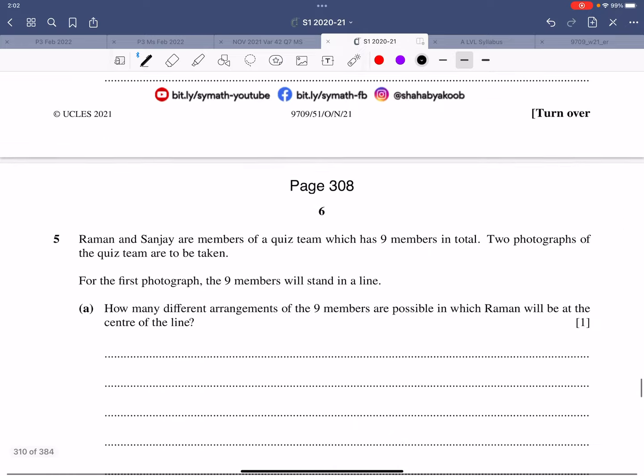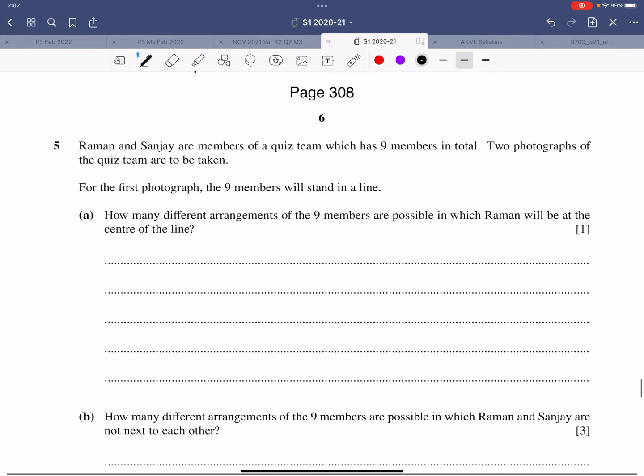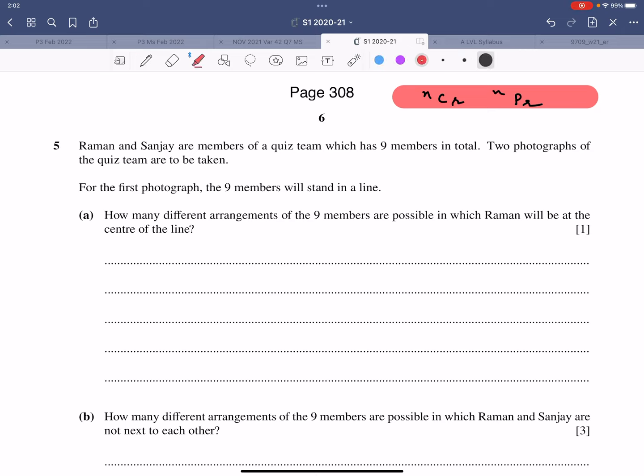Question number 5. Now it's about 2 friends, R and S, who are members of a quiz team which has 9 members in total. 2 photographs for the quiz team are to be taken. So it looks like a question of combination and permutation. Let's see. For the first photo, 9 members will stand in a line. How many different arrangements? So that is permutation for this part.